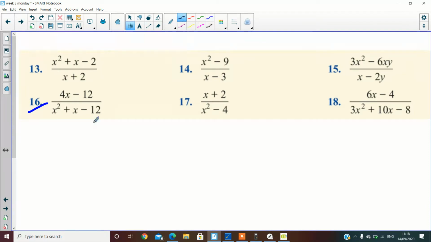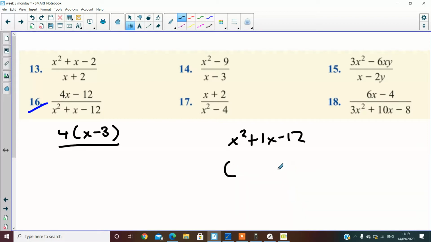What we have here, guys, is a fraction, and with the fraction we have to fully factorize the top and the bottom first. What can we take out of the top part? 4, and what's left over? X minus 3, okay? Now what about the next one? X squared plus 1x take away 12. What can we take out here?